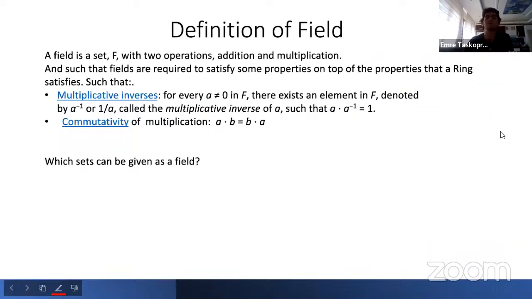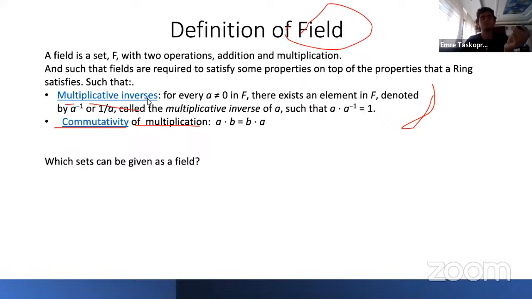In the following part, we have a definition of a field. When we remember all of the properties that our ring had, and we add our two new properties, which are multiplicative inverses and commutativity of multiplication, we get a new algebraic structure, which is called a field. And what is a multiplicative inverse, actually? A multiplicative inverse is the inverse of a multiplication, which you can remember as division.